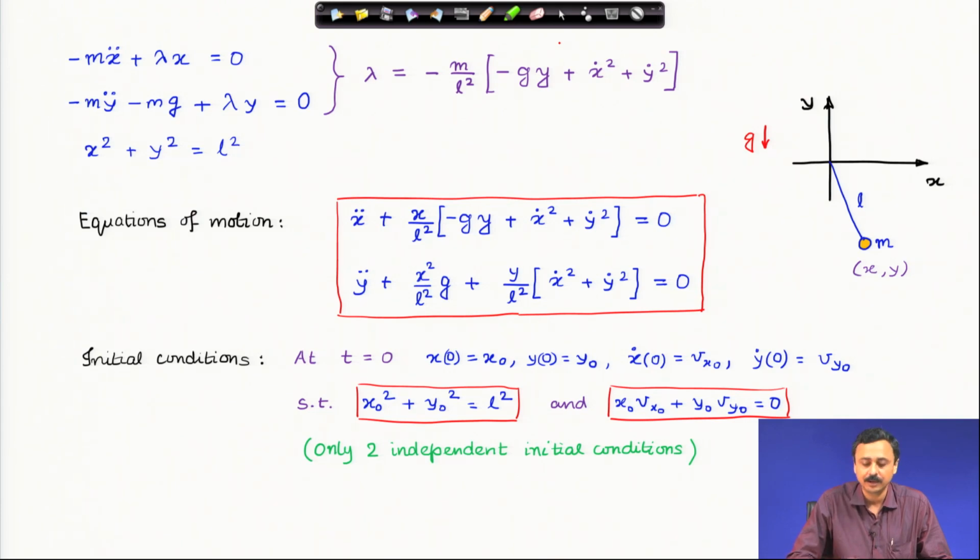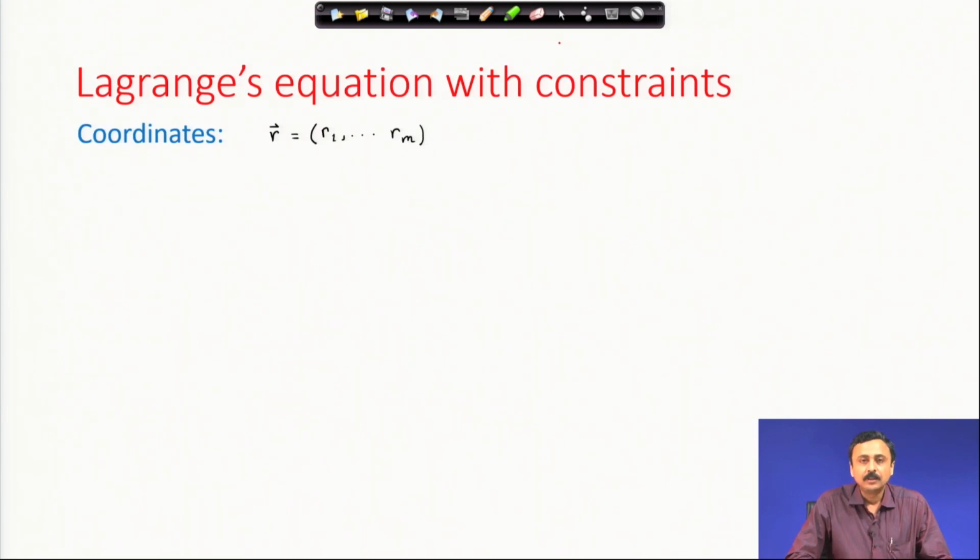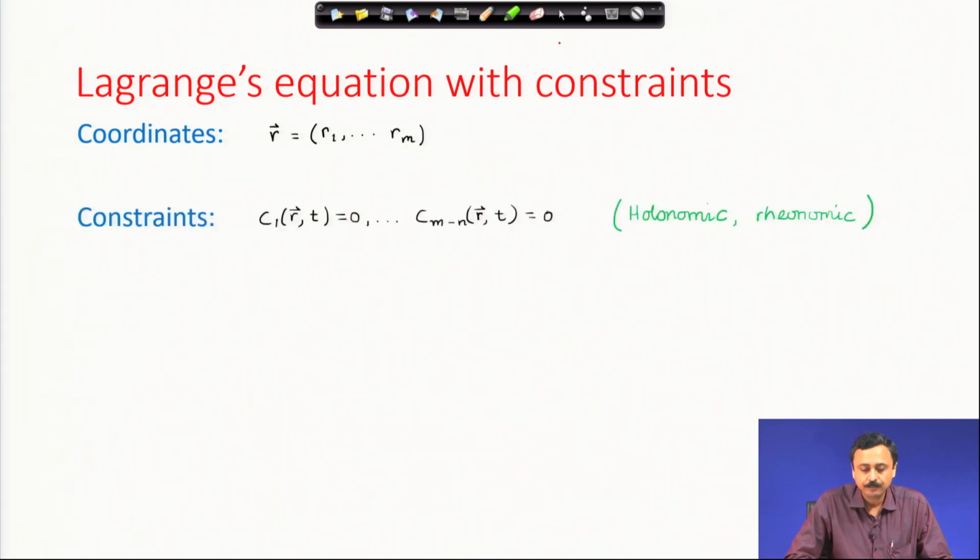Now, this I can integrate and find the x, y location of the bob. Now, we generalize this approach. Let us consider physical coordinates r 1 to r m. We have m minus n constraints. This has been chosen so that we have n generalized coordinates, and here we consider m minus n holonomic constraints, which are rheonomic, which means they involve time in general. We will deal with non-holonomic constraints separately.